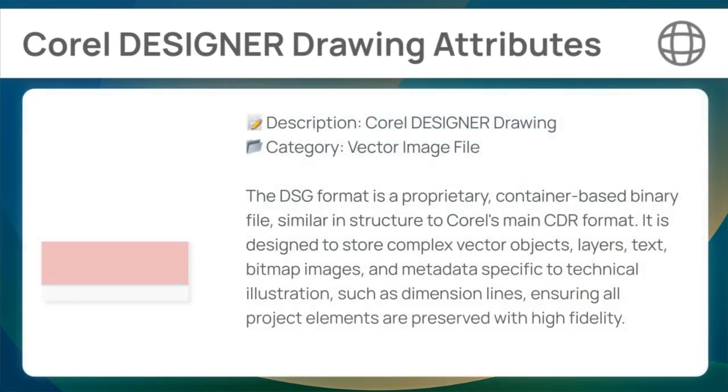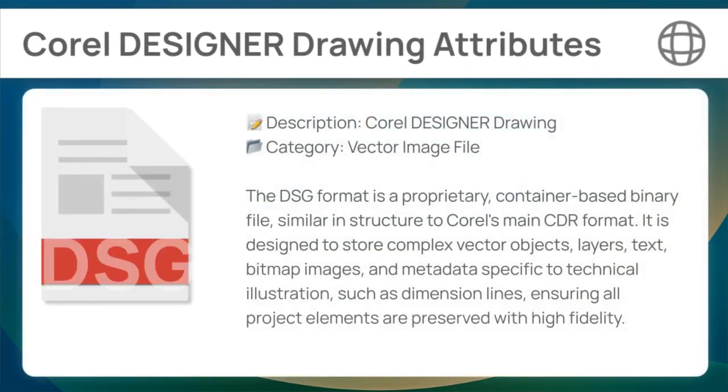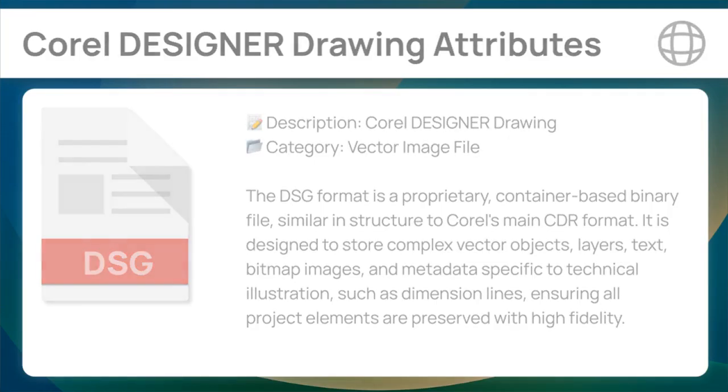The DSG format is a proprietary, container-based binary file, similar in structure to Corel's main CDR format. It is designed to store complex vector objects, layers, text, bitmap images, and metadata specific to technical illustration, such as dimension lines, ensuring all project elements are preserved with high fidelity.